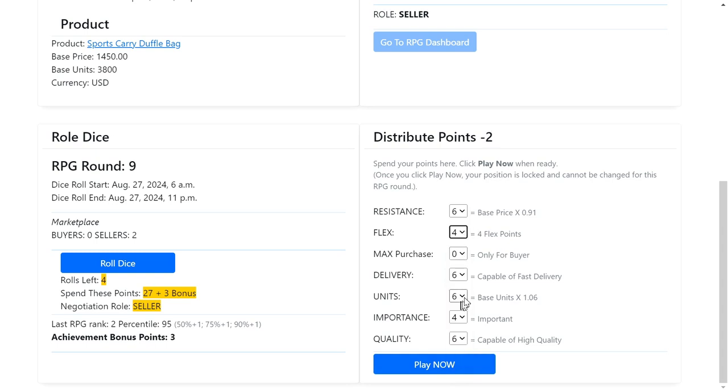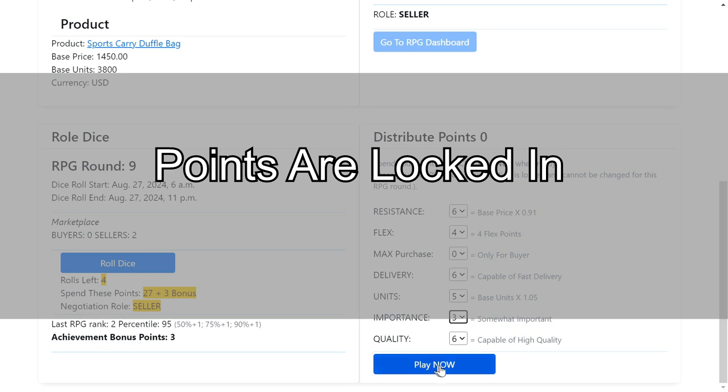So let me go down to 4 here. And maybe on units, I'll go down to 5. So this is my units. I'm a seller right now. And because I'm a seller, this is how many I can sell. That's how many my factory can make, basically. Now let me lower the importance 1. Okay, there we go. I got 0. All right. So now I'm going to try play now again.